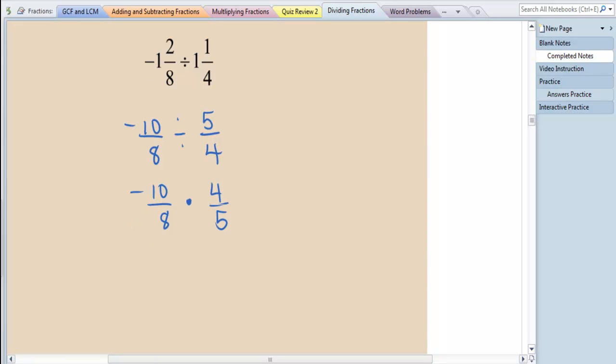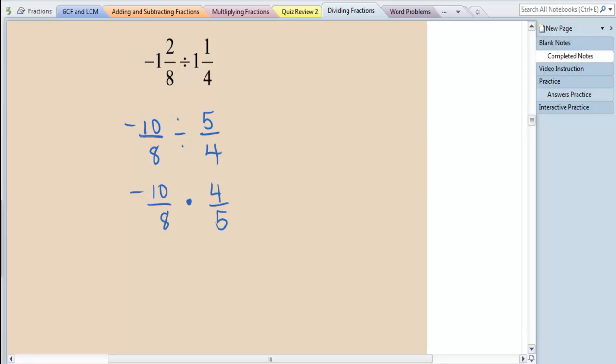Now, do not try to change your division into multiplication at this first step. You need to make changing your mixed number into improper fractions your very first step. Do not try to combine that with keep, change, reciprocal. That's one of the main ways kids make careless mistakes.